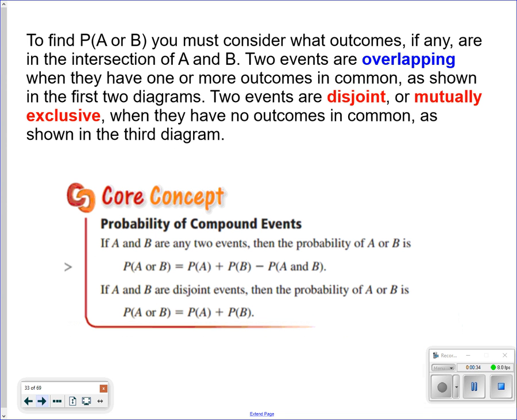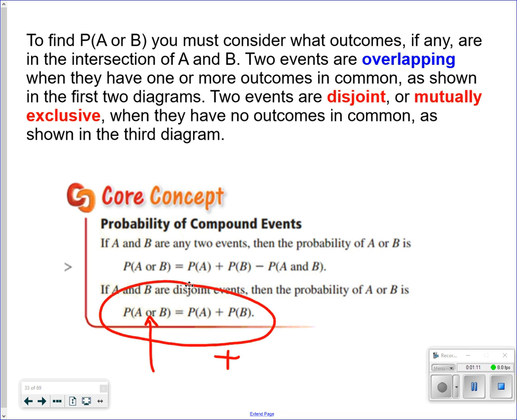So finding the probability of A or B, you must consider the outcomes. If any are considered A and B, the two events are overlapping, when one or more outcomes are common, as shown in the first two diagrams. Two events are disjoint or mutually exclusive when they have no outcomes in common, that's the third diagram. And here's the big thing you want to get out of this, and I'm going to start at the bottom with disjoint events, A or B, meaning A has nothing to do with B. And so if you want the probability of A or B, you're going to add. Anytime you have an or situation, you're going to add the two probabilities together.